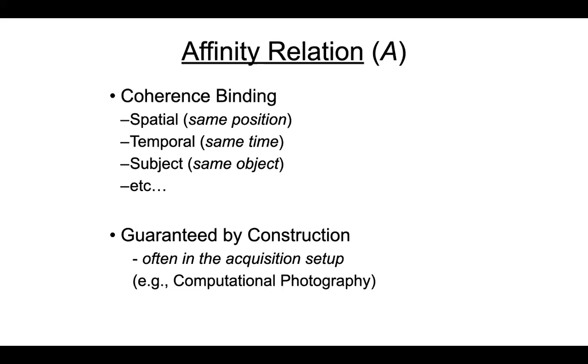And usually in the context of computational photography, they are guaranteed by construction because in the acquisition setup, we have a computational camera that guarantees that they're all taken at the same time. Let's say you have an iPhone and it takes a lot of pictures one after the other. And so they are all at the same time. Or illumination, you have a camera with several flashes and it shines from different directions, one at a time. And you know that your image collection has that property.